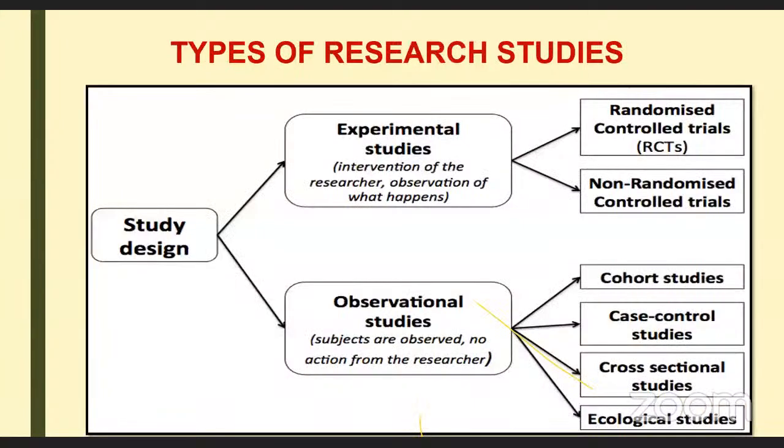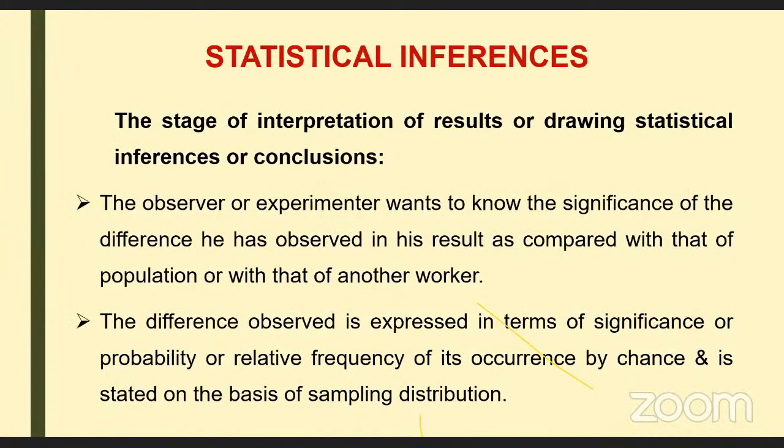So types of research studies, you know what we have: experimental studies, observational studies, quasi-experimental studies, and you can have non-randomized or randomized. In observational studies, you can have cohort, case control, cross-sectional or ecological studies, right? Then, you have decided which study design you are going to use, which type of data you are going to collect and all.